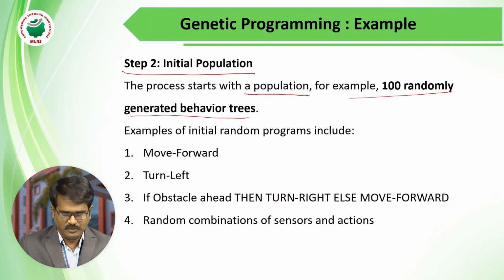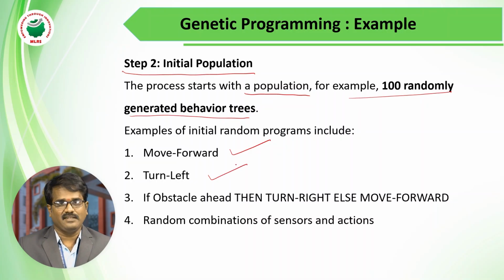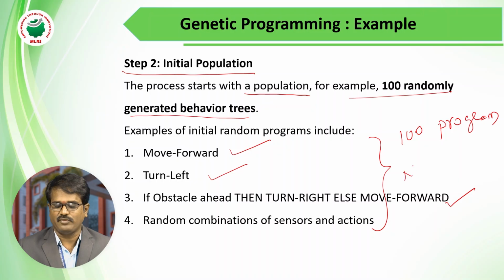These navigation programs may represent things like move forward. Suppose one program explains the move forward strategy. Suppose the second program represents the turn left strategy. Suppose the third program represents: if obstacle ahead, then turn right, else move forward. Like this, we have 100 programs in total. All 100 programs explain the navigation strategy of the robot. Now we need to find the best program which can be used by the robot to collect the plastic. That is our main goal.